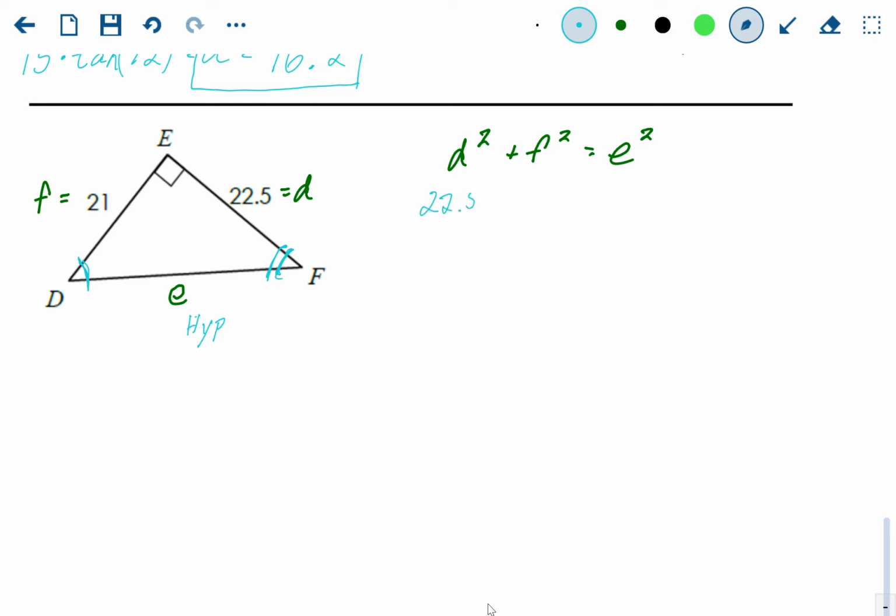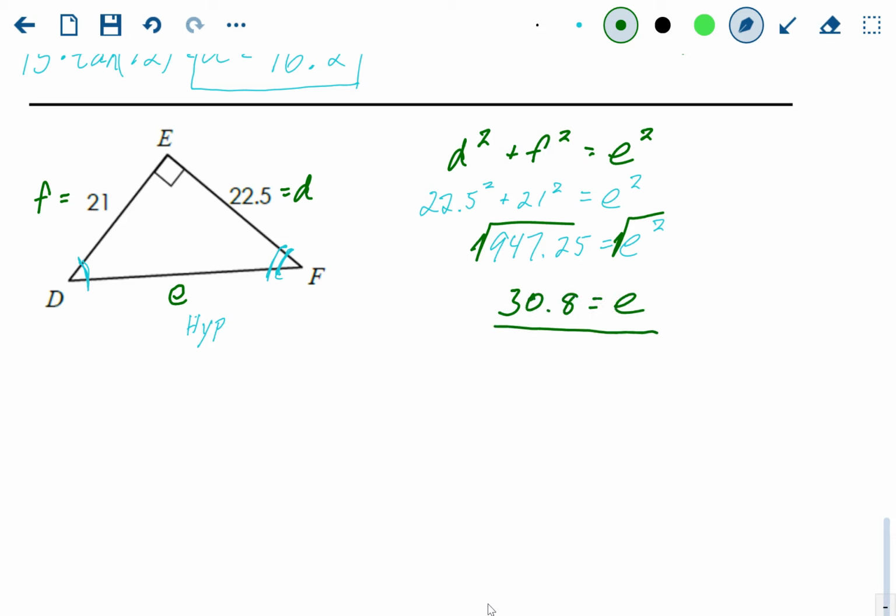22.5 squared plus 21 squared equals e squared. Punch that all into the calculator and get 947.25 equals e squared. And then square root both sides. And you get an e value, or side e is going to be 30.8. Alright, so that side's out of the way. So now the only thing we're missing is the angle measures. We're missing angle D and angle F.